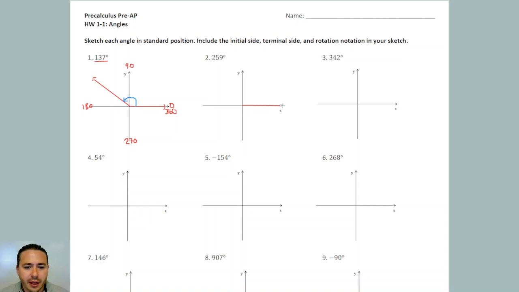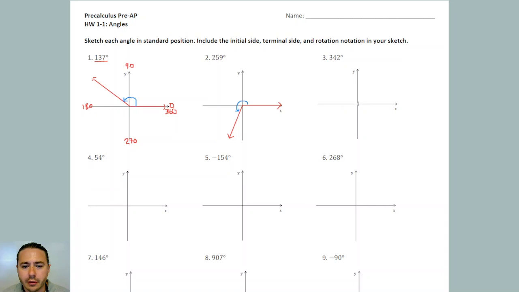You'll just know, hey, this is 0 and 90 and 180 and 270, 360, and you'll get the hang of it. 259 is going to be more than 180, but less than 270. It's going to be closer to 270, so it's going to look something like this, with the rotation notation coming around, and we're going to go counterclockwise. Remember, counterclockwise is positive, clockwise is negative.